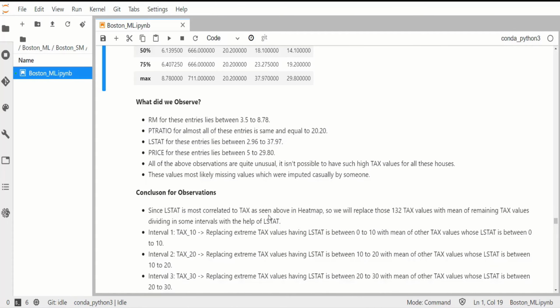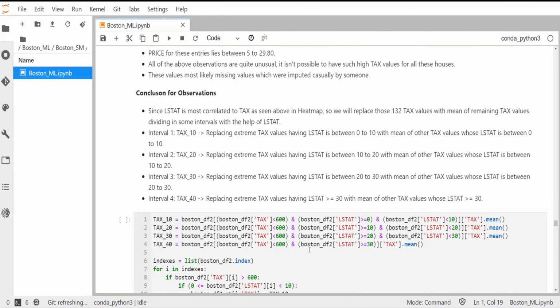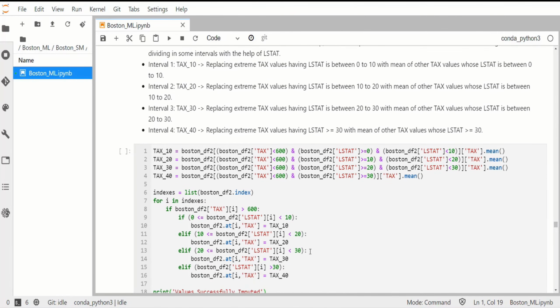Next we have interval 2. It replaces extreme TAX values having LSTAT between 10 to 20 with the mean of other TAX values whose LSTAT is between 10 to 20. Then for interval 3, replacing extreme TAX values having LSTAT between 20 to 30 with the mean of other TAX values whose LSTAT is between 20 to 30. And finally for interval 4, replacing extreme TAX values having LSTAT greater than or equal to 30 with the mean of other TAX values whose LSTAT is greater than or equal to 30.